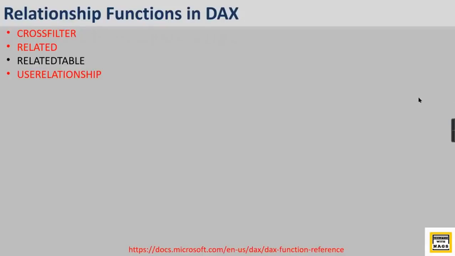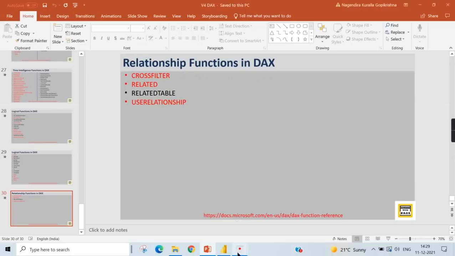In this session, we will discuss relationship functions in DAX. What are those functions? You can see it here: cross filter, related table, and use relationship. Let's check out what those functions are and when they will be useful. We will check it out with some examples.